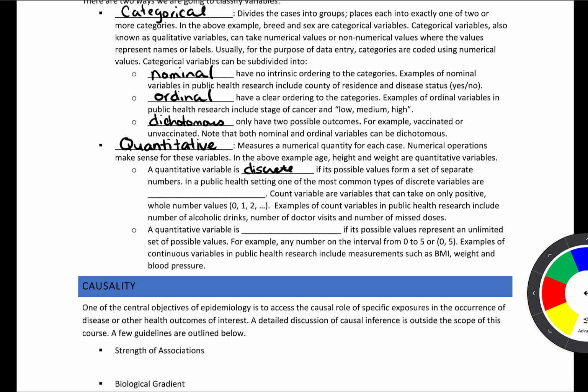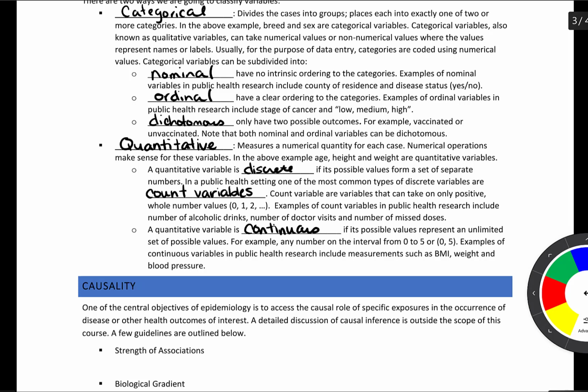In a public health setting, one of the most common types of discrete variables are count variables. Count variables are variables that can take only positive whole number values, so 0, 1, 2, 3, etc. Some examples that you might encounter are things like number of alcoholic drinks, number of doctor visits, and number of missed doses.